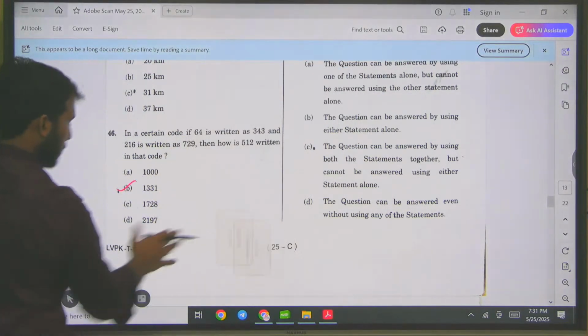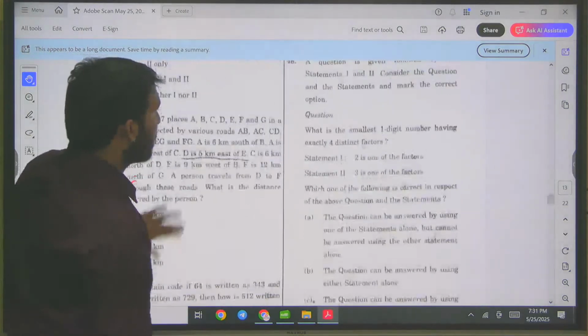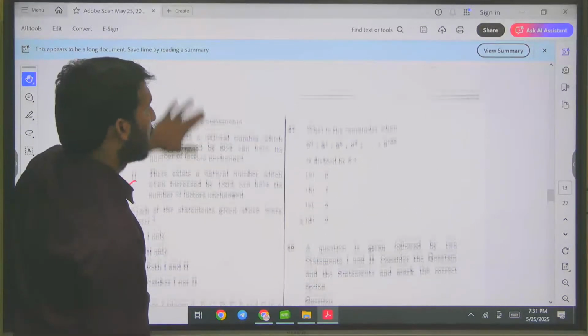So paper is based on squares and cubes. They are asking like this. Next. Next question. This one.